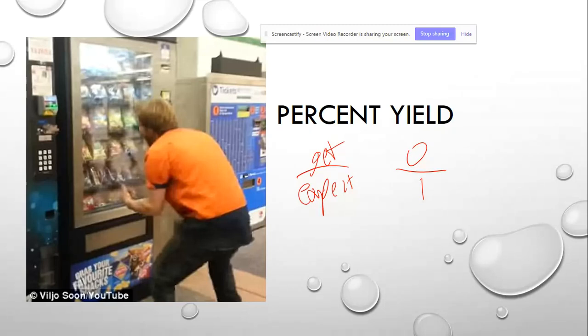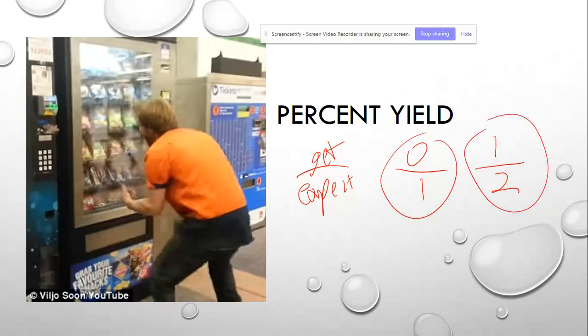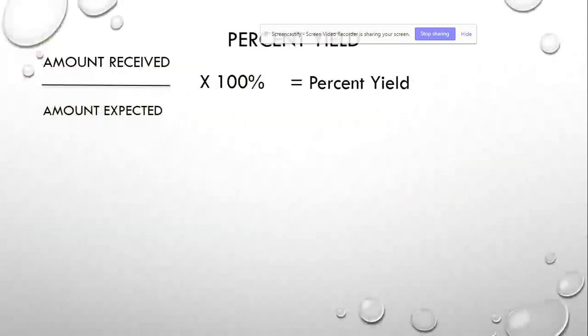So his expectation went to 2, and he was hopeful, and initially he got 1, and then the second one got stuck. So that was a 0. So this one was 0% yield. He went up to 50% yield when he got 1, but he was expecting 2. And then after some more kicking, he got 2 after he expected 2, and that was 100% yield. And the same is true with chemistry, that when we are doing chemical reactions, we expect things to happen. And so what we receive should be in the ballpark of what we expect. And we calculate what we expect.